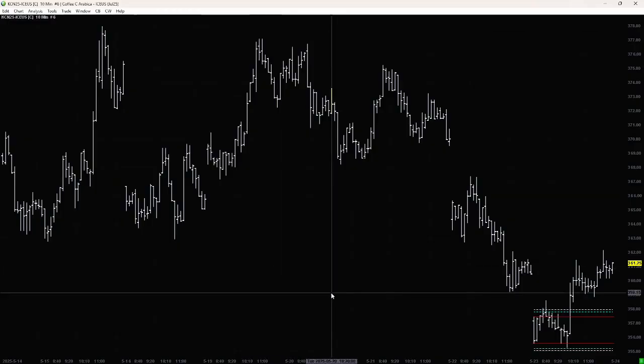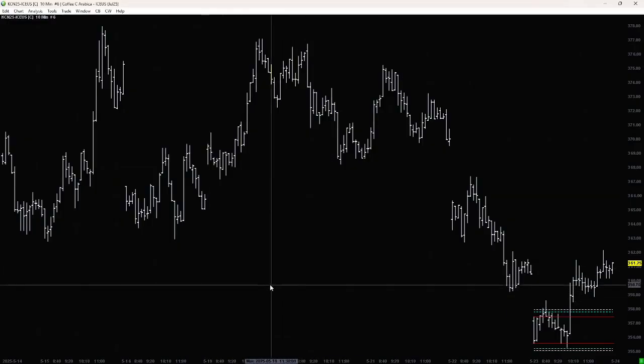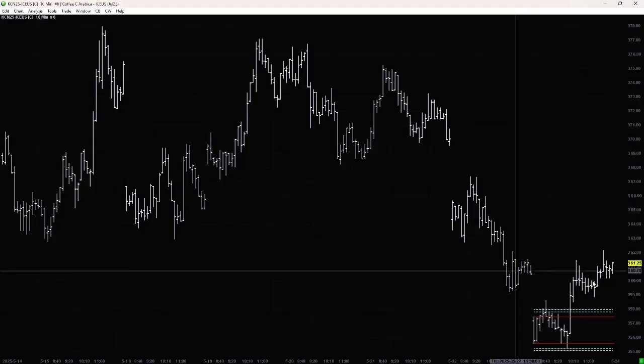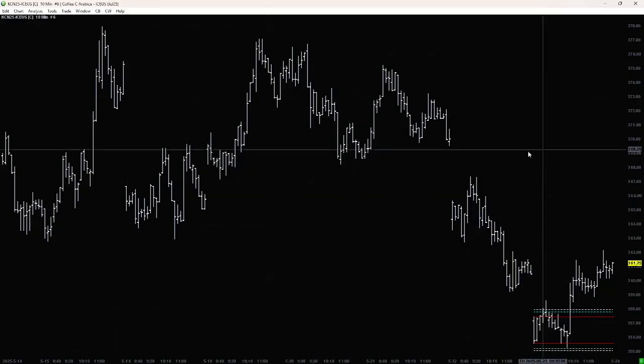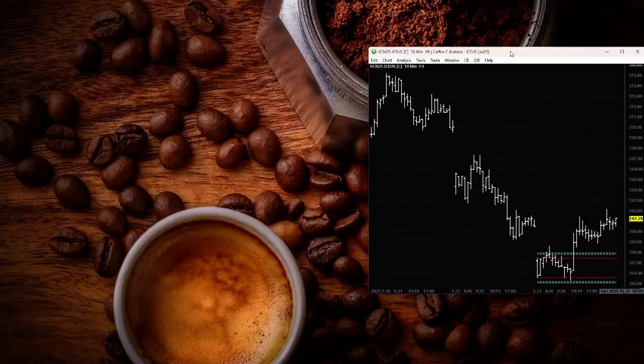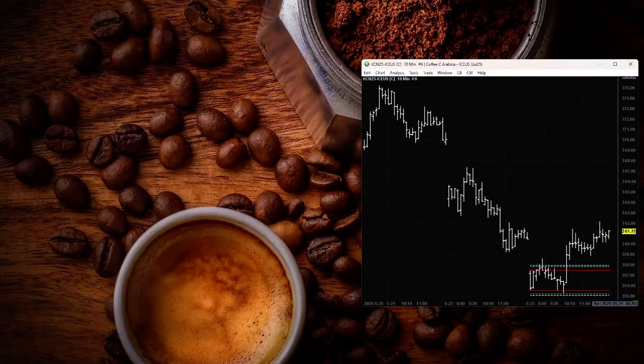The other thing is that coffee moves very cleanly. You can see here, it's got some nice moves. But again, it's understanding the math. It doesn't always have clean moves. A lot of times it's just kind of dead in the water and doesn't really go anywhere. But again, it's $18.75 a tick and it trades in 5-cent increments.